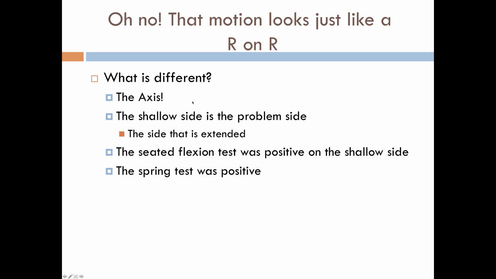Okay? So the position of the sacrum may look just like a right on right. The sacrum is still facing right, but the difference here is the axis around which the motion is occurring. So the shallow side is the side that is dysfunctional, and that represents extension. Now, where we're going to be noting deep sacral sulci, the deep sulcus will be on the same side as the axis, whereas it was opposite in the forward torsions. And again, the spring test will be positive because there is no spring at the lumbosacral junction.